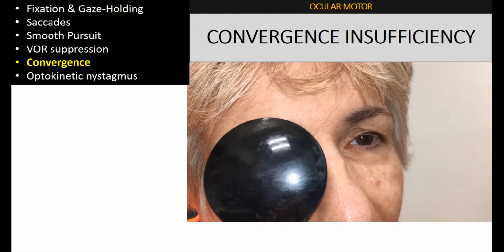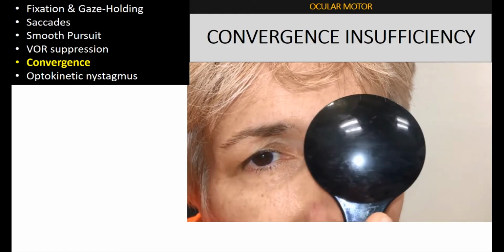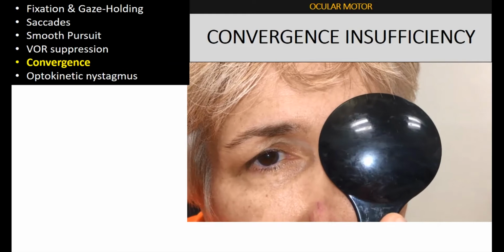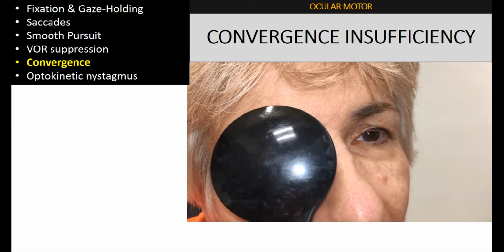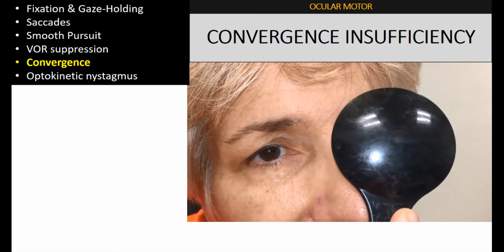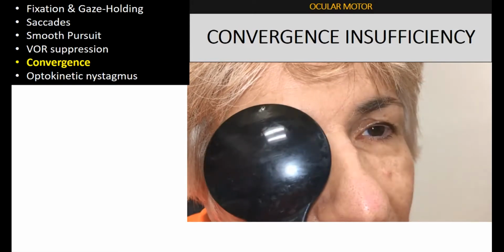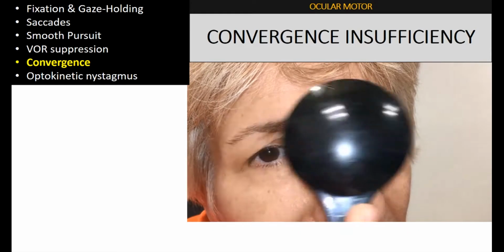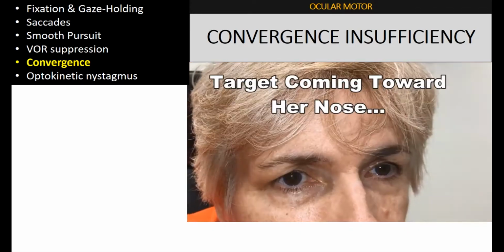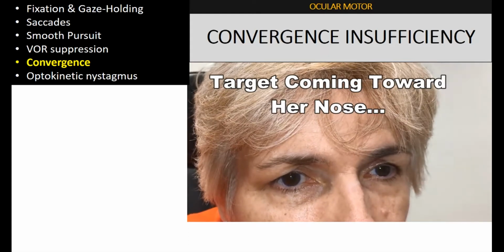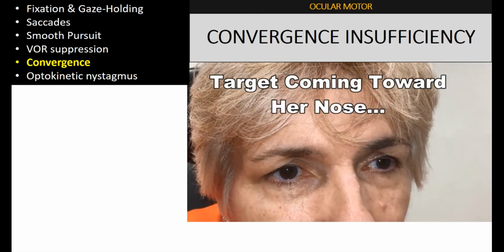Okay, so this is the patient with PSP, progressive supranuclear palsy. So you can see a couple things going on. One is that she's looking at a near target. Every time I uncover one eye, the eye is coming in. So this patient has a very large exotropia at near. This is me testing the near point of convergence.